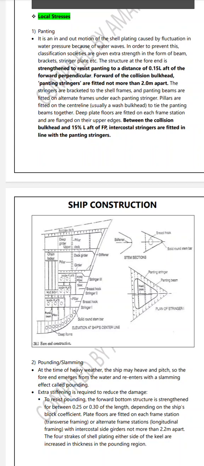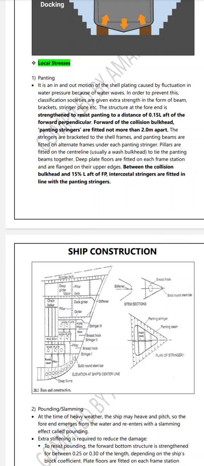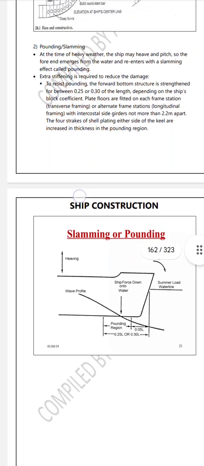Forward of the collision bulkhead, panting stringers are fitted not more than 2 meters apart. The stringers are bracketed to the shell frames and panting beams are fitted on alternate frames. Under each panting stringer, pillars are fitted on the center line. What is panting? It is an in and out motion of the shell plating due to fluctuation in water pressure because of water waves. Okay. What is pounding?